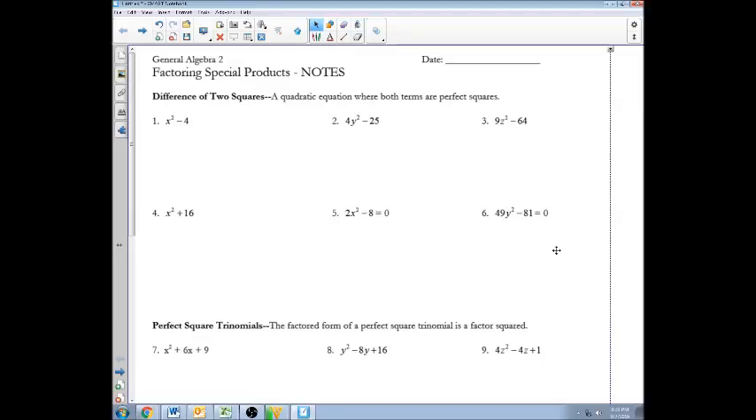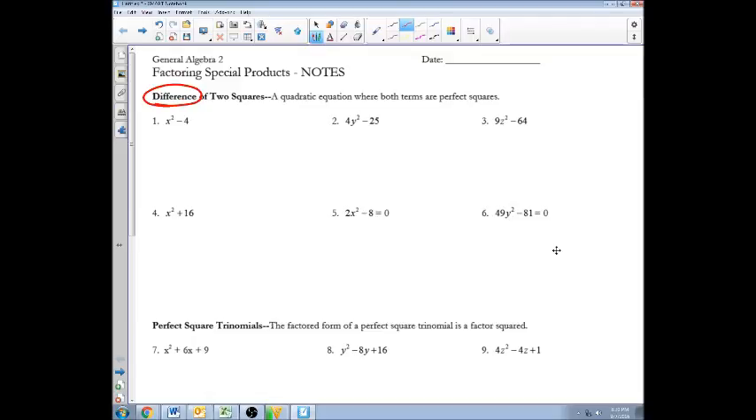This lesson is for my Algebra 2 class. It is factoring special products. This is a factoring technique that only works in certain situations. One of those situations is the difference of two squares. The most important thing here is the word difference. Okay? If it is not the difference of two squares, but is the sum of two squares, then this will not work. It will only work if it is the difference of two squares.